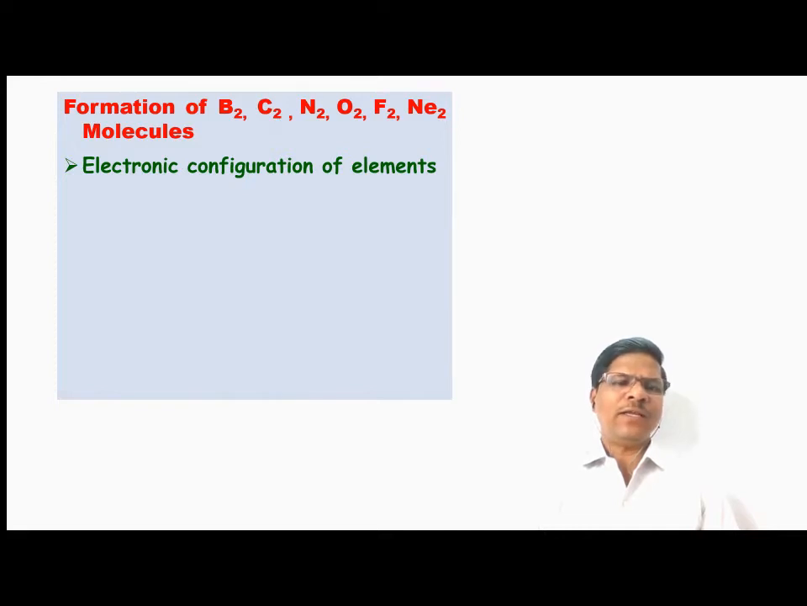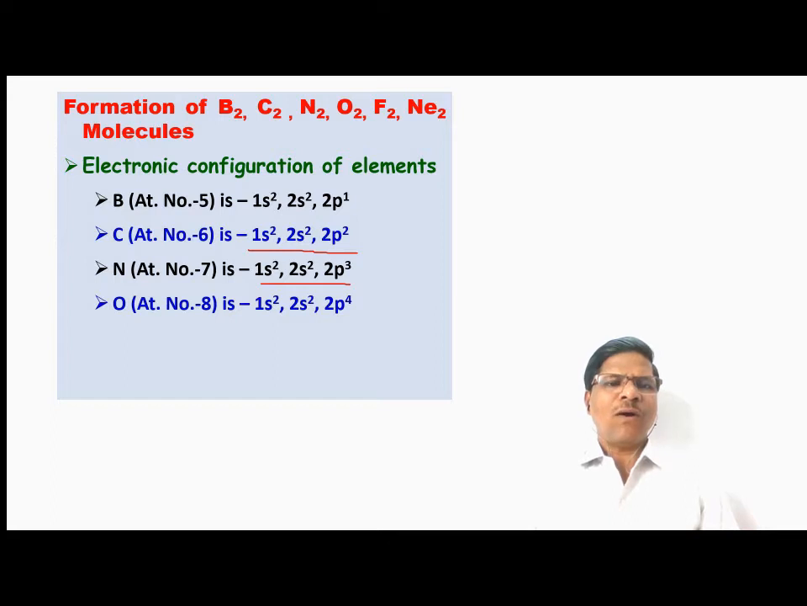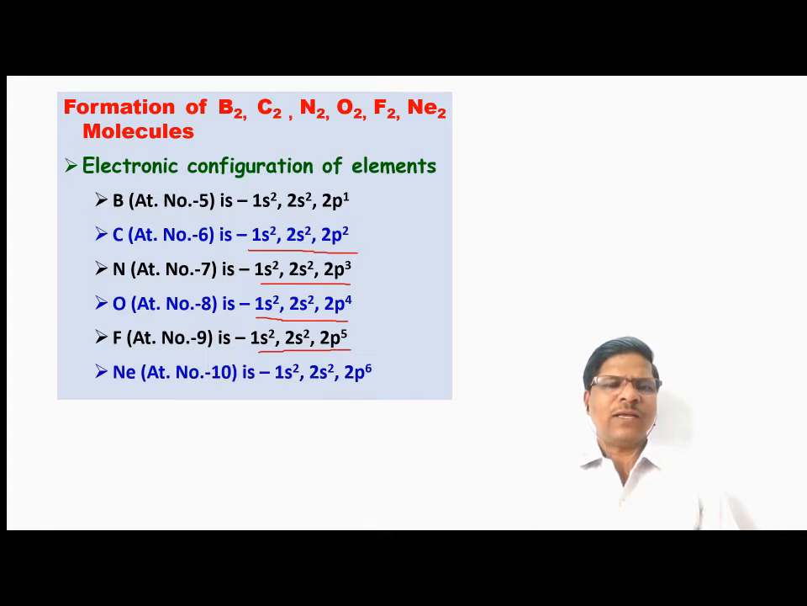So what is common in these molecules? First of all we will see the electronic configuration. The electronic configuration of boron is 1s2, 2s2, 2p1. Then we have carbon 1s2, 2s2, 2p2. Then nitrogen 1s2, 2s2, 2p3. Then oxygen 1s2, 2s2, 2p4. Next fluorine 1s2, 2s2, 2p5. And the last one is neon 1s2, 2s2, 2p6.